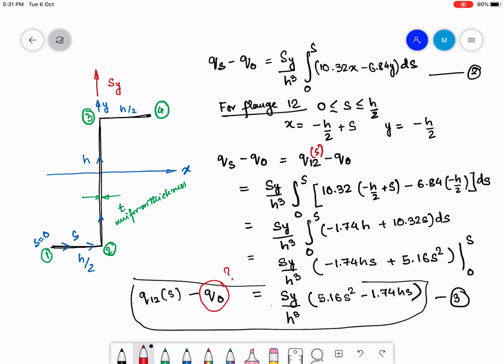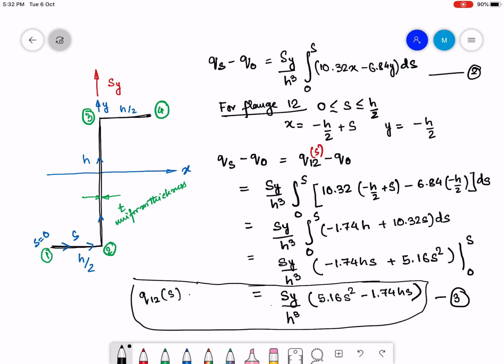So q0 is the value of the shear stress at point 1, which is a free edge, the open edge of the cross section. Therefore, at a free surface or a free edge, all the stresses should be equal to 0 unless there is an externally applied surface force there. So q0 has to be equal to 0. That makes my life much simpler, and I can write q1 to s as equal to this expression.